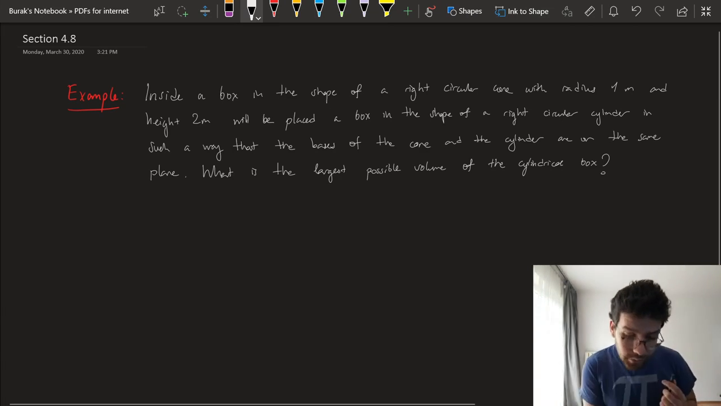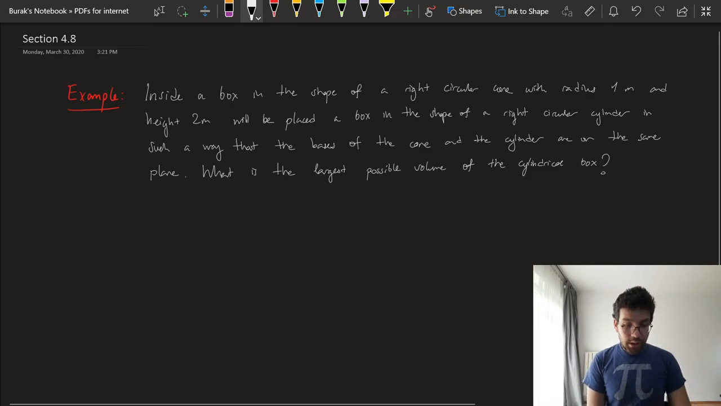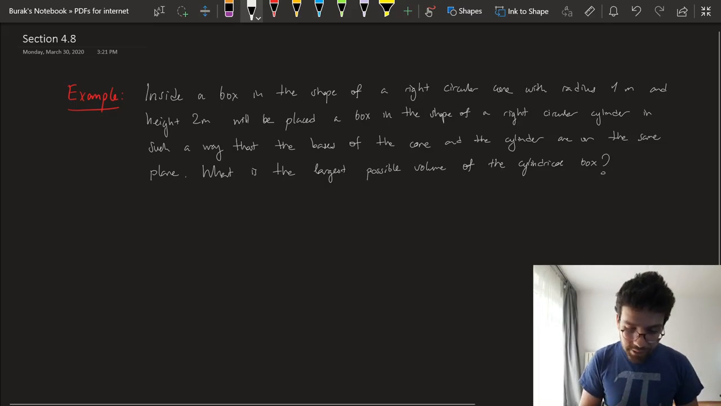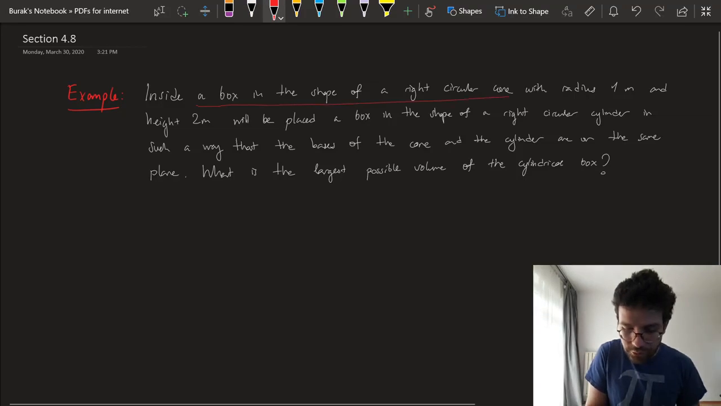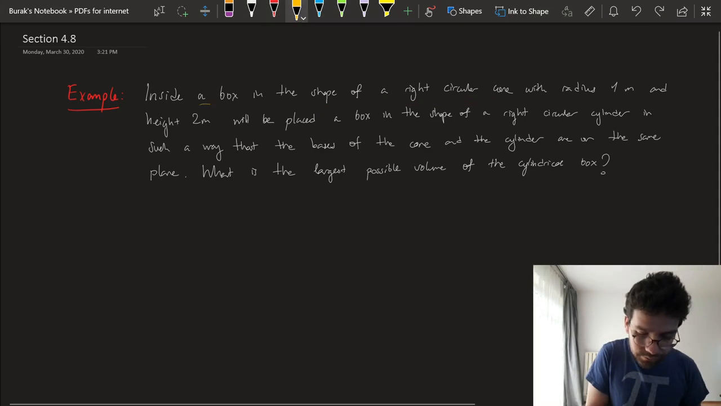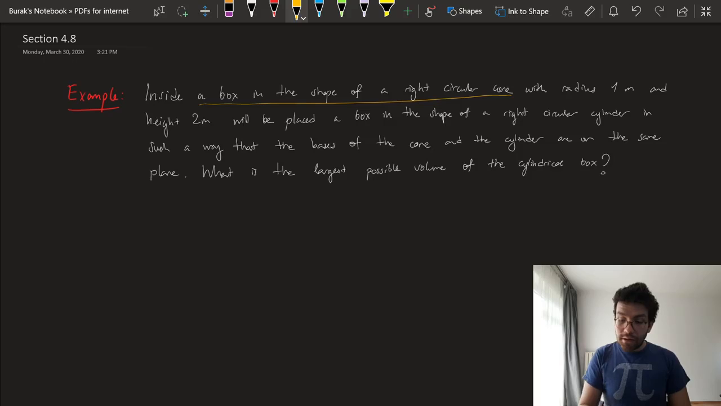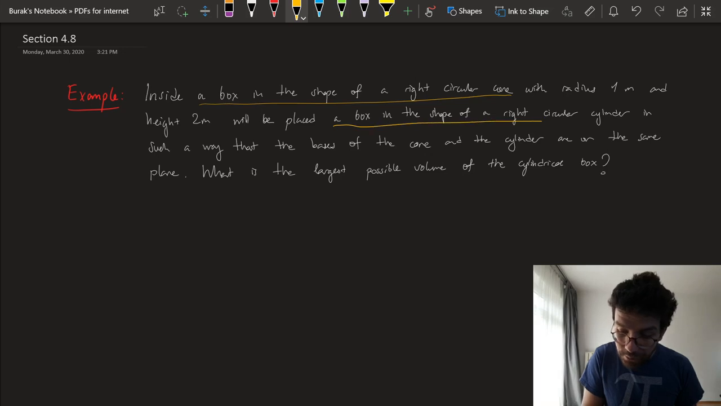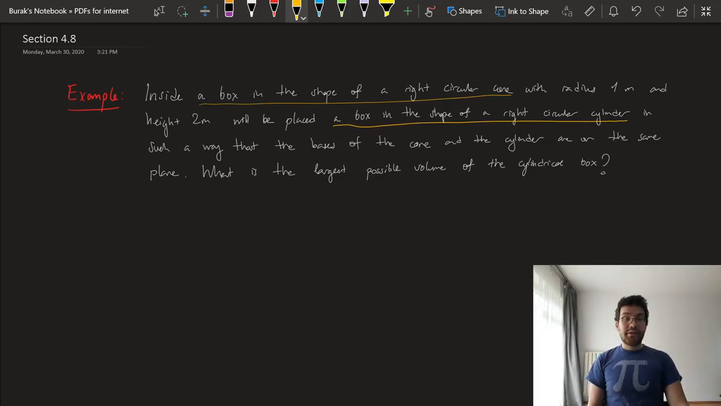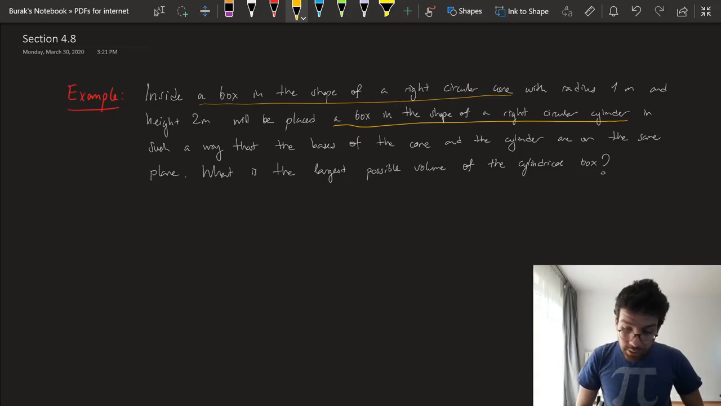Okay, so let's read the question. Inside a box in the shape of a right circular cone. So we have a box in the shape of a right circular cone, and with radius 1 meter and height 2 meters. So we're given the radius and height of this cone. So inside this box will be placed a box in the shape of a right circular cylinder. So we have a cone, and inside this we're going to place a cylinder, okay, in such a way that the bases of the cone and the cylinder are on the same plane.